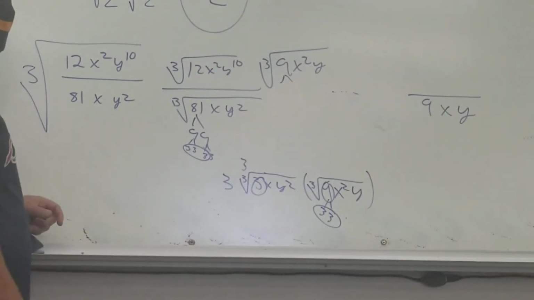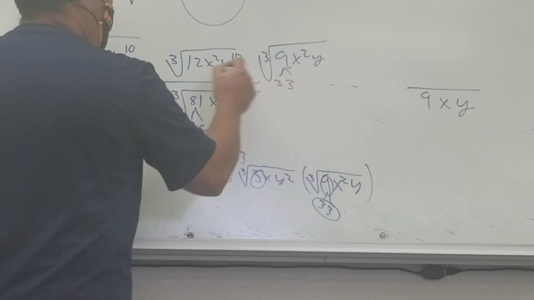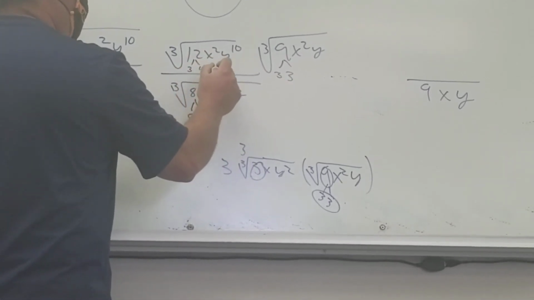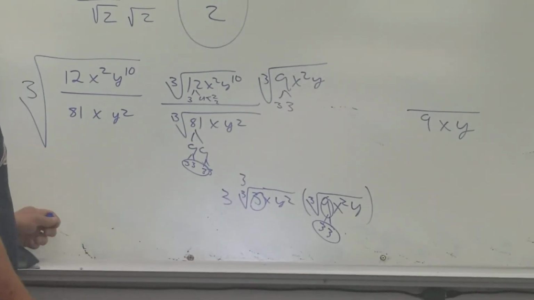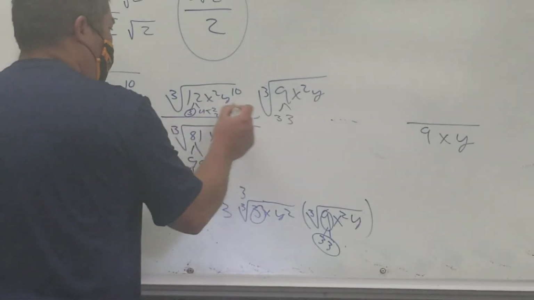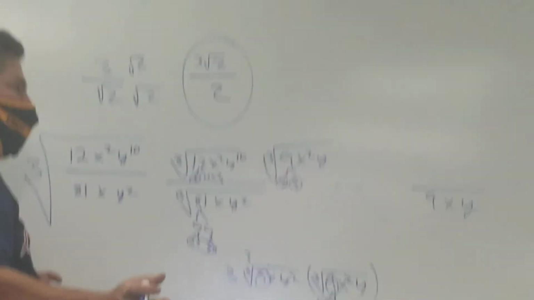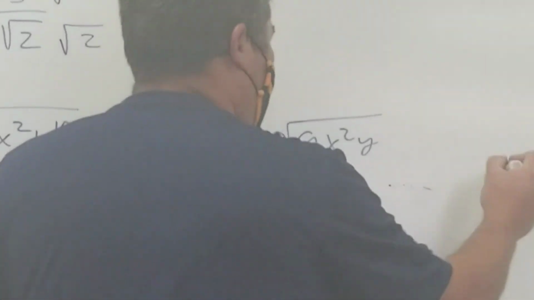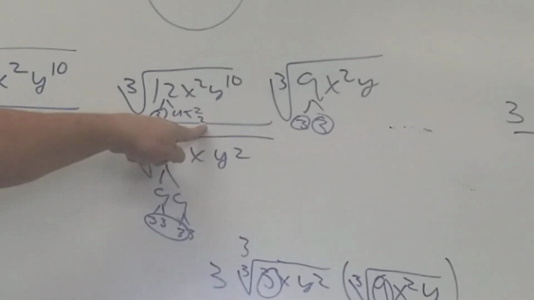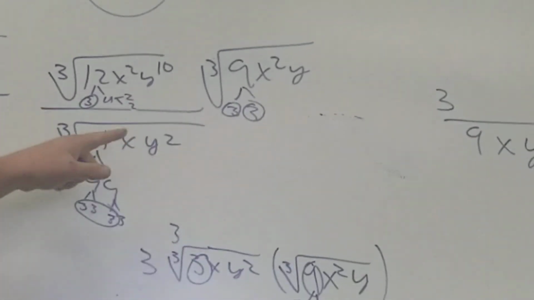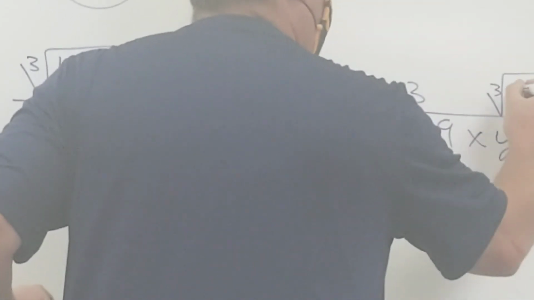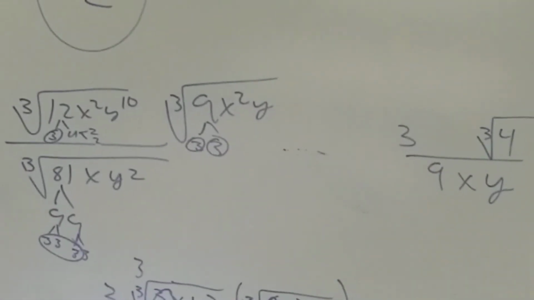What's 9 going to be? 3 and 3. What's 12 going to be? 3 and 4. And 4 is? 2 and 2. How many do I need to bring 1 out? 3 of the same. Do I have 3 3s? Yes, I can bring out a 3. Can I bring out a 2? How come? There's only 2 of them. They have to stay under. So 2 times 2 is what? 4. I'm going to leave that 4 under the cubed root.